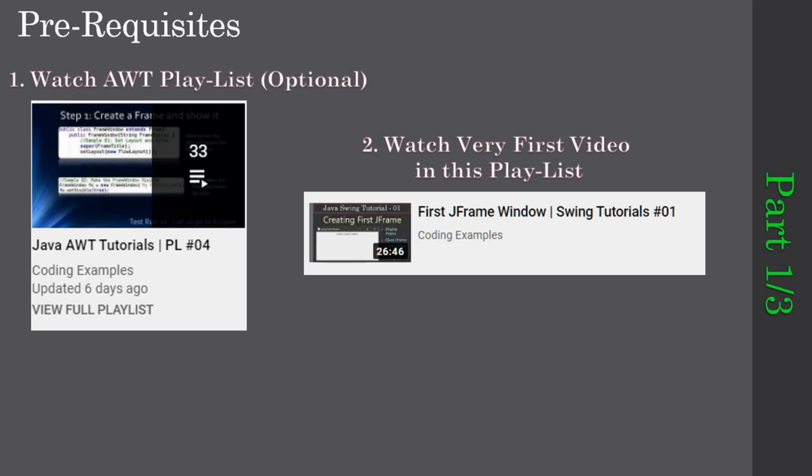All right, the second one is the very first video in this playlist, which is mandatory, and it tells how to create a JFrame. We are going to create JEditorPane on this JFrame. If you don't know how to create a JFrame, you can watch this video. All right, now we will go to this sub-series. You are at part 1 of 3.